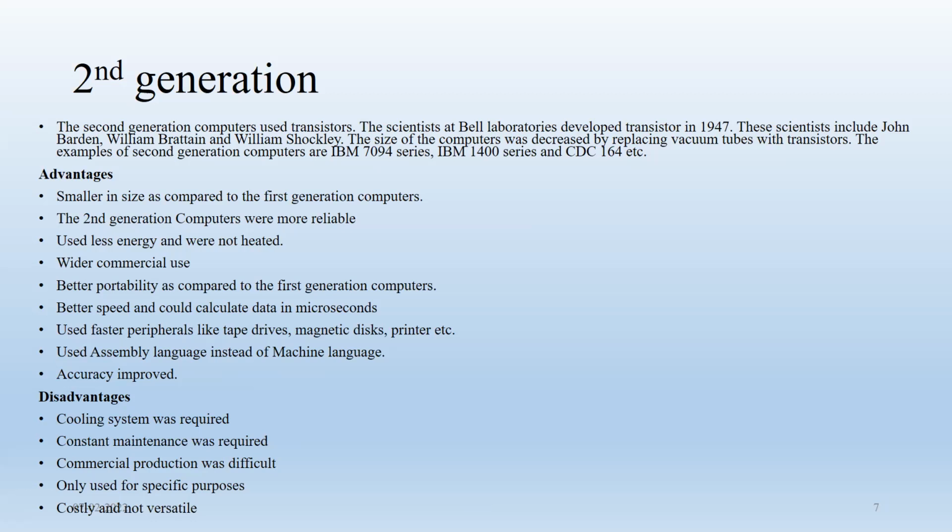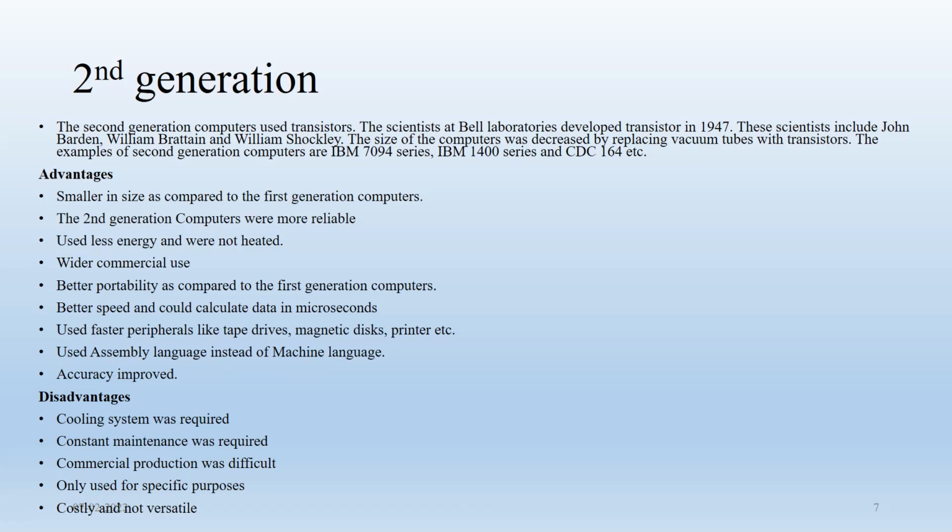Advantages: smaller in size as compared to the previous generation. Second generation computers were more reliable. If we have some new version of the previous one, it will overcome some disadvantages of the previous one, right? So it used less energy, did not heat soon, had wider commercial use, better portability as compared to first generation computers, and better speed. Now speed has changed to microseconds. Micro means 10 raised to power 6, so 1 million instructions resolved per second by second generation computers.